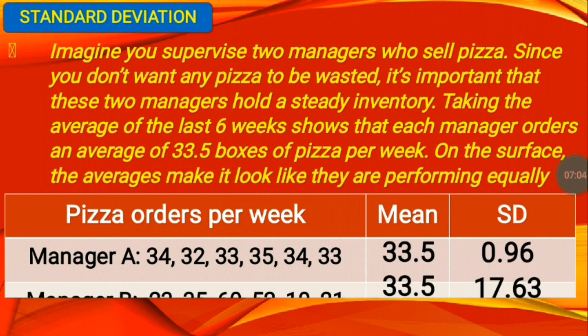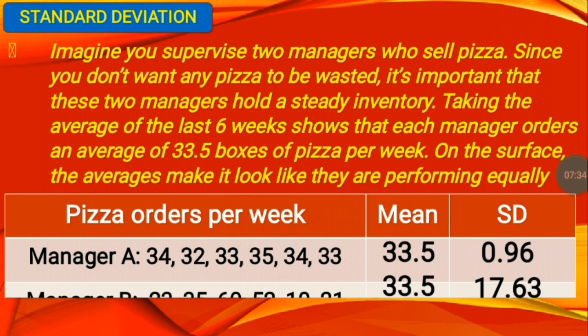Imagine you supervise two managers who sell pizza. Since you don't want any pizza to be wasted, it's important that these two managers hold a steady inventory. Taking the average of the last 6 weeks shows that each manager orders an average of 33.5 boxes of pizza per week. On the surface, the average makes it look like they are performing equally.